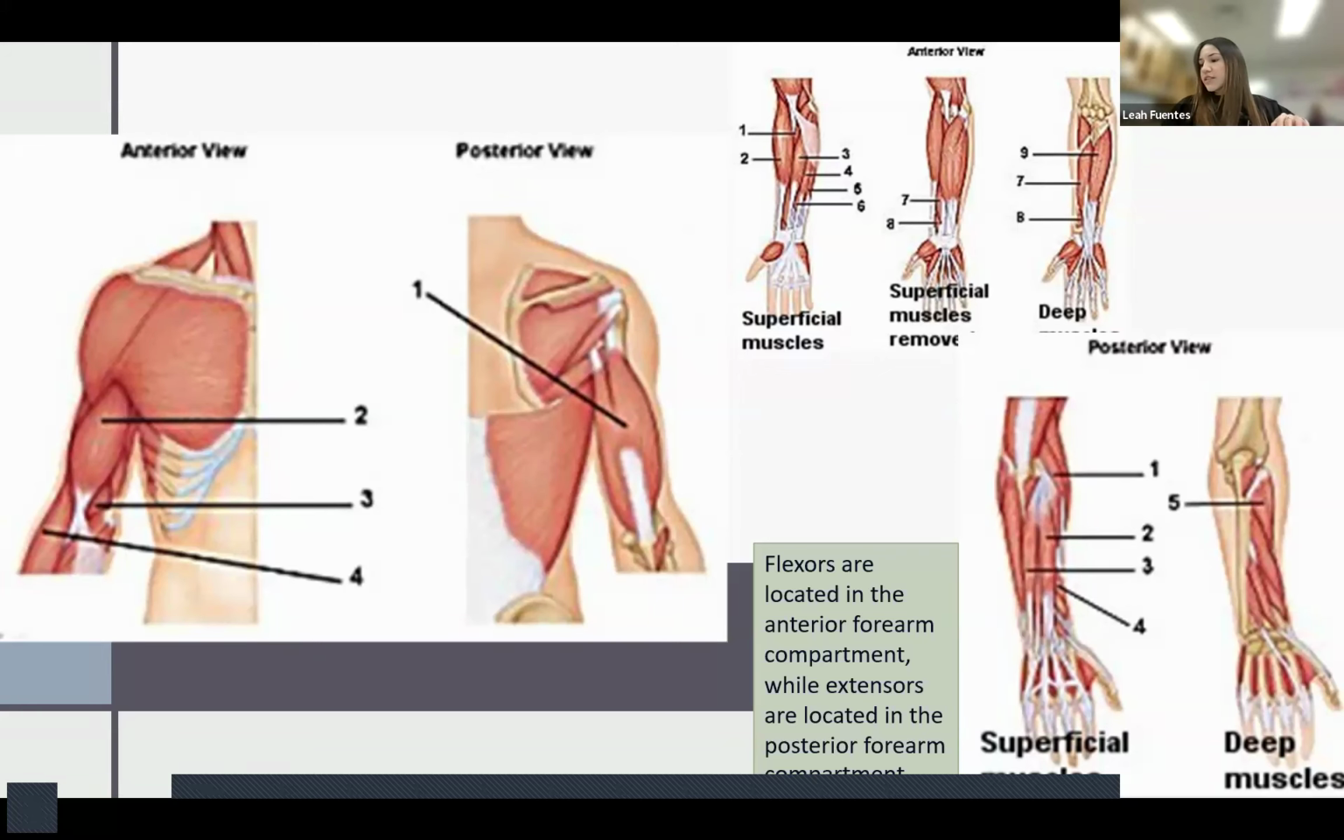Extensor carpi radialis brevis. I want to say it has two, what are they called? Not heads, but parts to it. I don't know if you'd be able to see it, but I'm pretty sure for the exam you just need to know extensor carpi radialis, because there's specific parts, the brevis and then another part. You just need to know extensor carpi radialis, because I'm not sure if you'll be able to see it or if it's labeled.